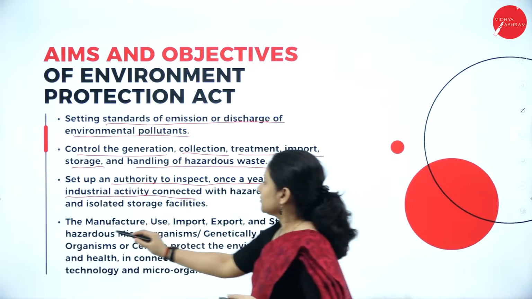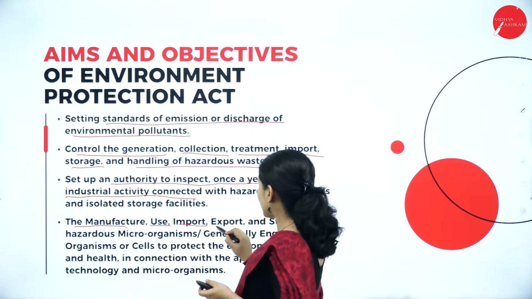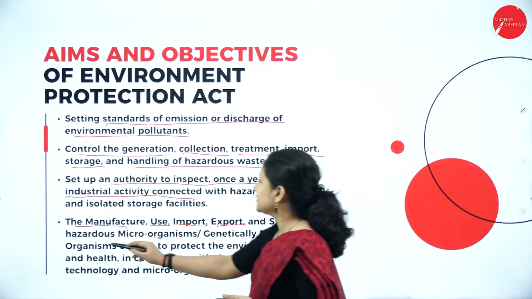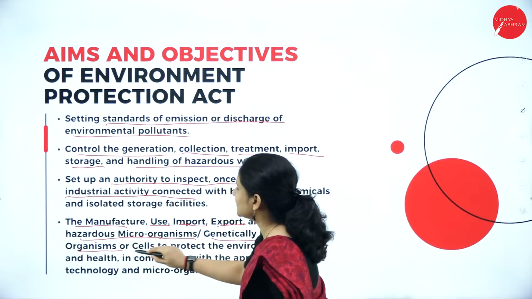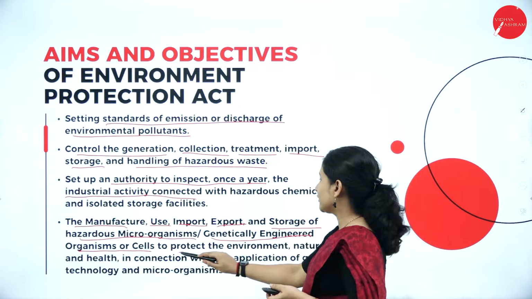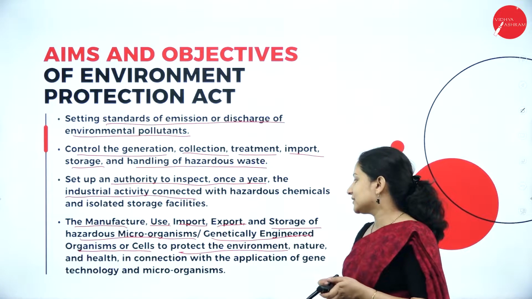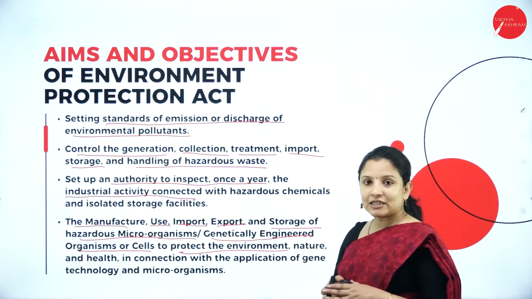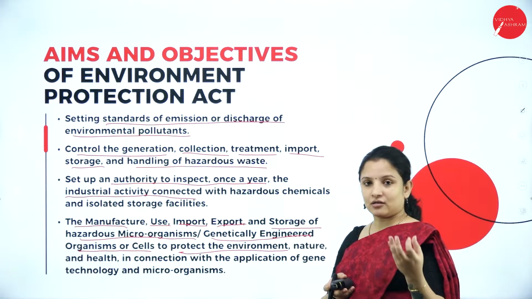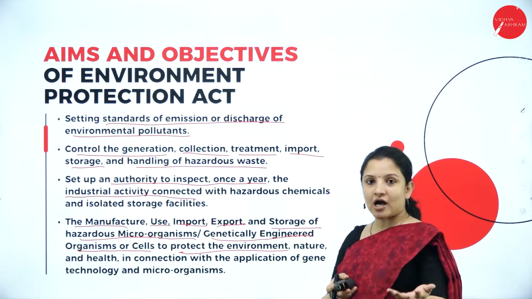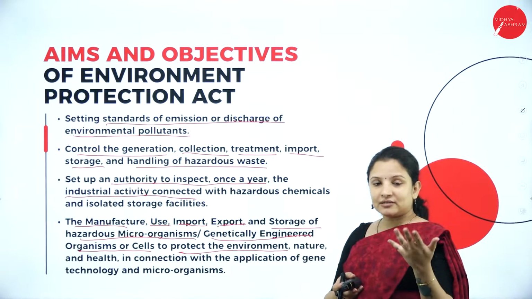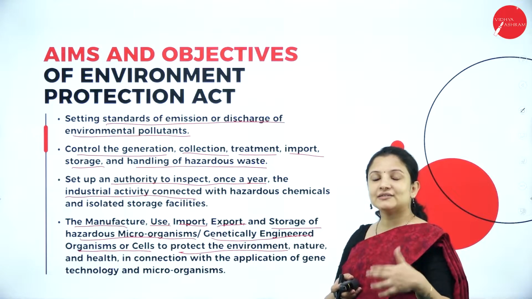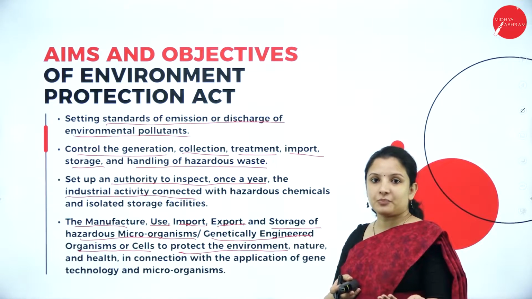And the manufacture, use, import, export, and storage of hazardous microorganisms or genetically engineered organisms or cells are checked in order to protect the environment. We have watched a lot of English movies, right, wherein there are genetically engineered crocodiles and sharks, which cause trouble because of negligence. Or there is a movie about a virus, like how the virus escapes from the laboratory and spreads to different people because of the negligence of the scientists in that laboratory.